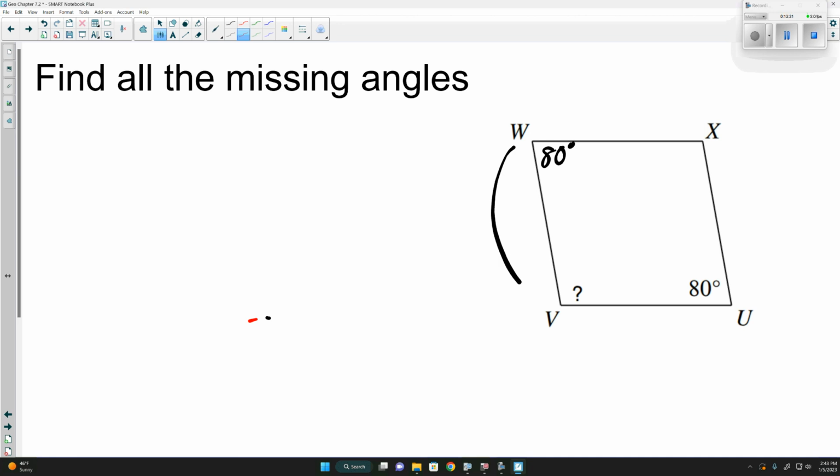Because we know that these two angles here will add together to be 180. So we can take 180 and subtract 80 from it, which gives us 100 degrees. So we can say angle V is 100 degrees. But what do we know about opposite angles in a parallelogram? They are congruent. So angle X has to be 100. What would we get if we added all four of these angles together? 360. It's a four-sided figure. And the sum of the exterior angles of a four-sided figure is incidentally 360.